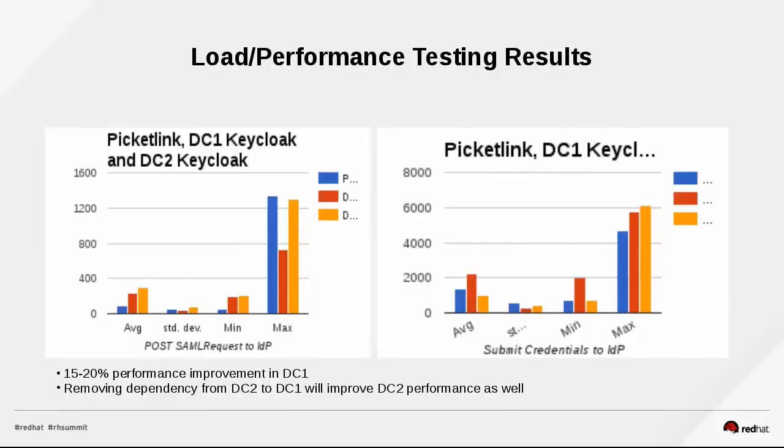In DC2, in fact, there is a slowness compared to the existing Picketlink implementation, but that is because DC2 has a dependency on DC1 for one of the items in the implementation that is not related to Keycloak, which we feel we can make improvements upon in the future.